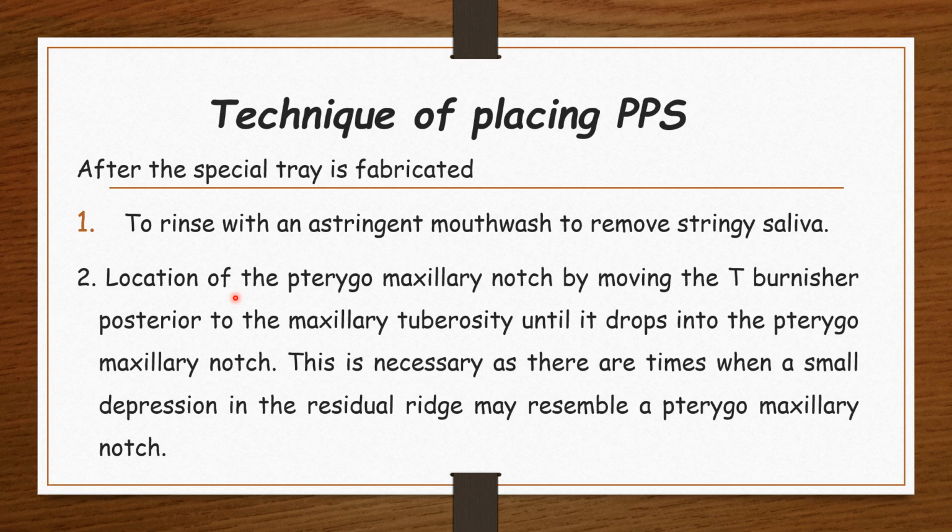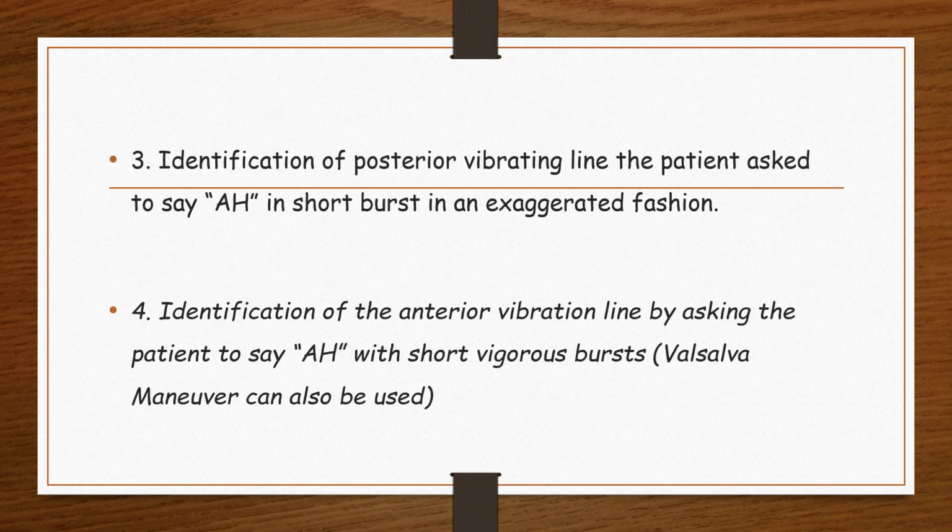How do you do that? Take a T-burnisher, place it on the maxillary tuberosity and run it down until it drops into the pterygomaxillary notch. This is necessary as there are times when a small depression on the residual ridge may resemble the pterygomaxillary notch and you might mistake it for that. So you need to run the T-burnisher from the tuberosity until you fall into a depression that marks the pterygomaxillary seal. Now you have marked the pterygomaxillary seal.